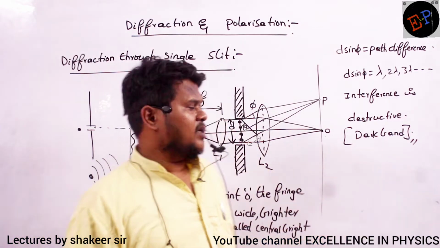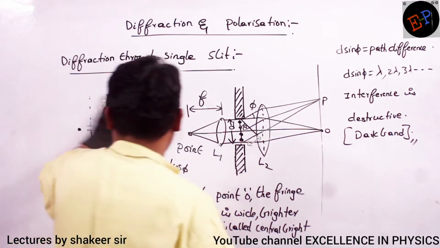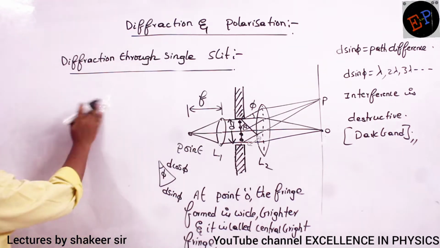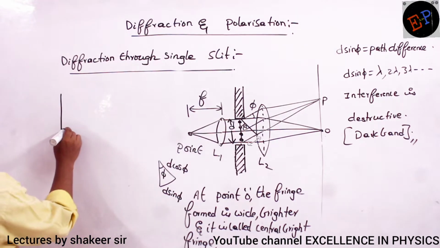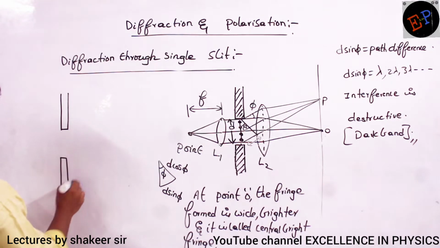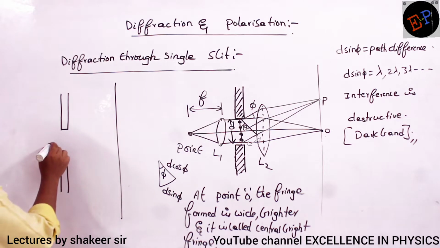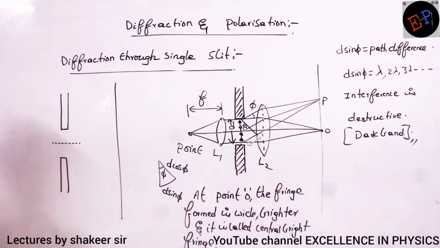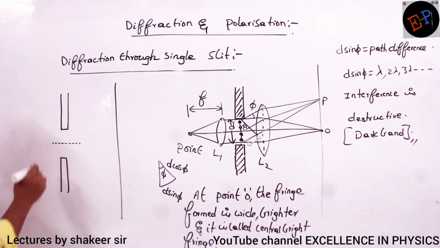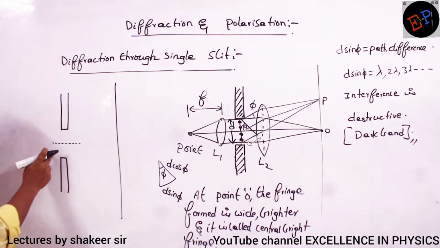What is the reason? Let us try to understand by taking an example. Listen very carefully. This is the width of the slit, and consider this is the screen. This slit width I will divide into two equal halves. So the total length is D, no? This is D by 2, this is also D by 2.